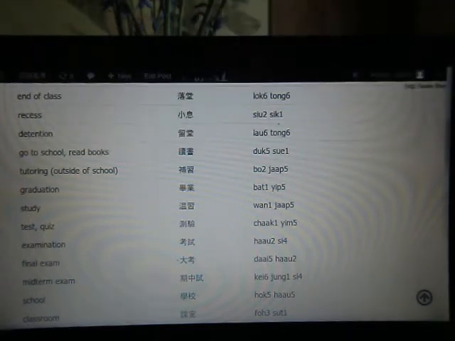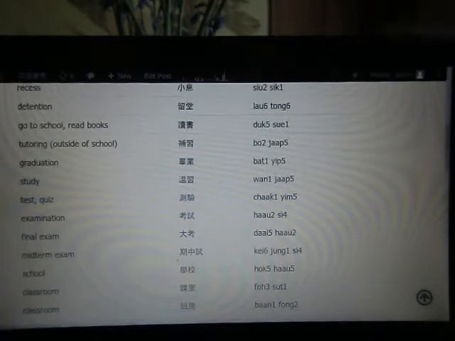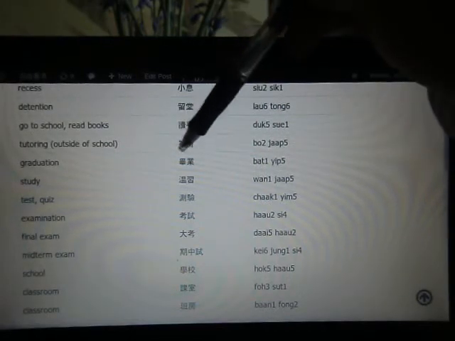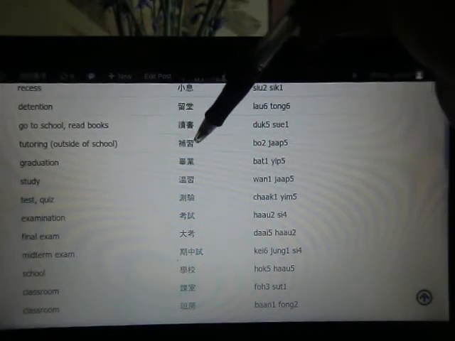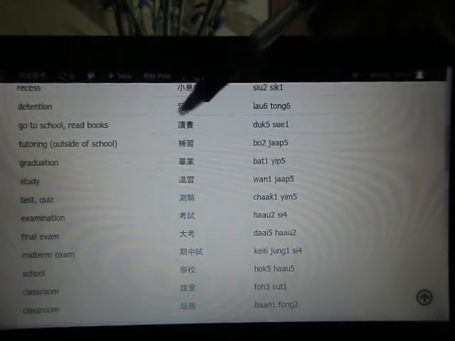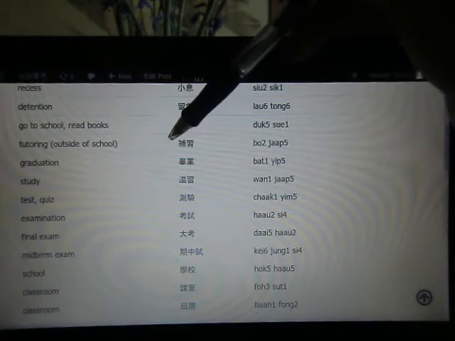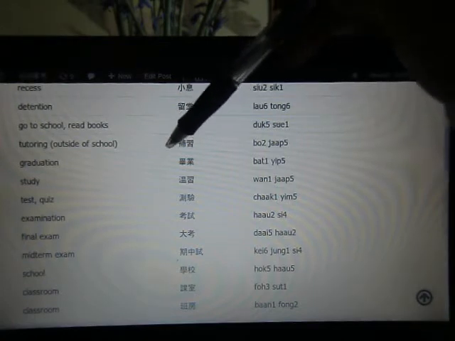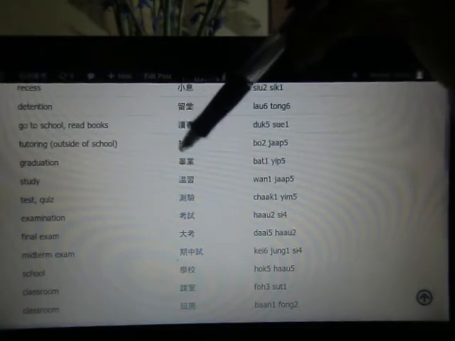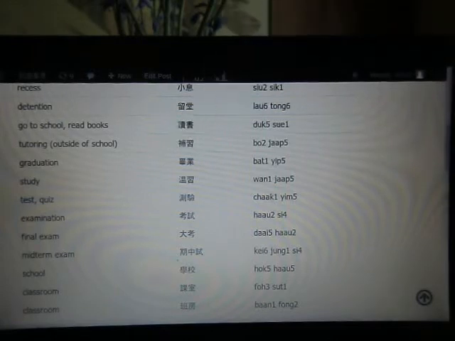And then tutoring is 補習. 習 is to practice. 補 is to supplement. Supplementary practice is tutoring. For a private tutor, sometimes we say 私家補習. 私家 means private. But you can just say 補習, and it is understood.